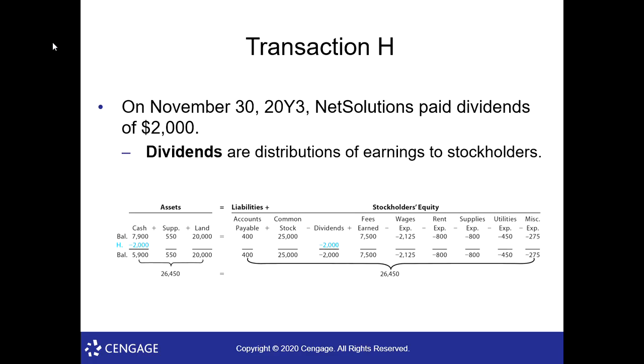Now we have transaction H. So on November 30th, Net Solutions paid dividends of $2,000. Dividends are defined as a distribution of earnings to stockholders. You won't see dividend activity in every type of organization, only those that sell shares of stock to investors called stockholders. So you need to think about our account types. So we pay dividends out in cash, so we know we're decreasing an asset in the form of cash. And then paying our dividends is a type of expense, and that falls under our equity category.